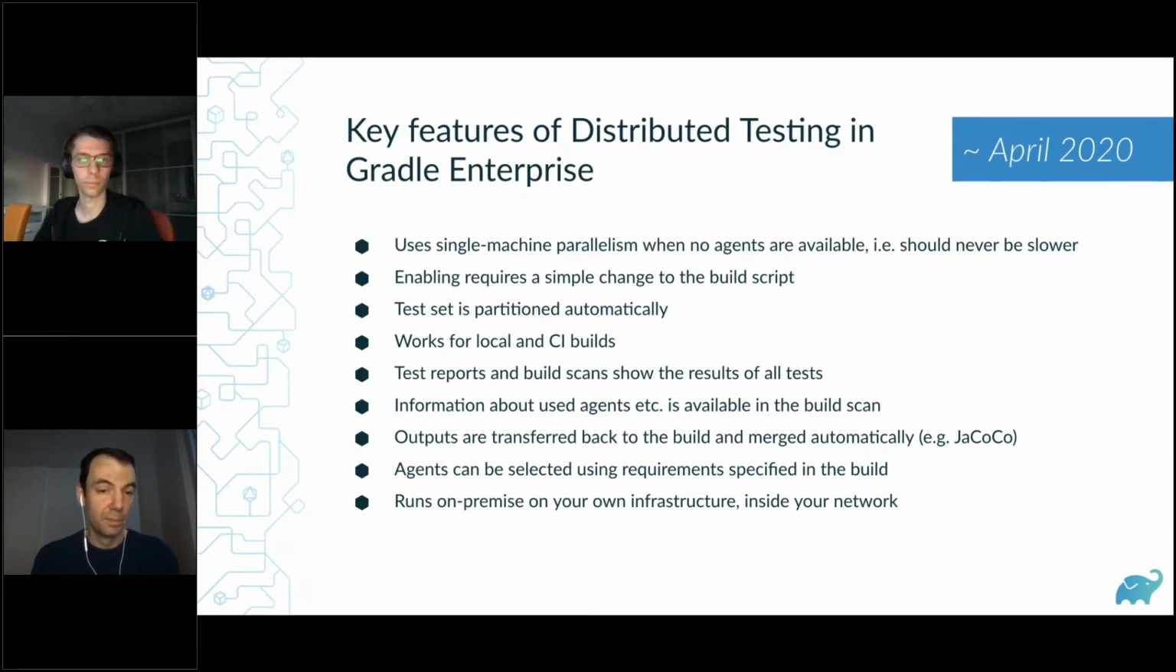Enabling it is really simple. It requires a simple change to the build script. So there's no complicated setup. For the CI fan out, for example, it takes a lot of effort to set up and maintain. For this, it's really just a simple change to the build script. The test set is partitioned automatically for you, so you don't have to worry about that.